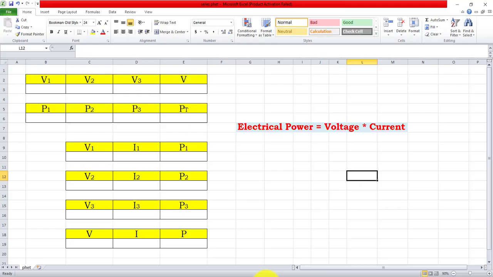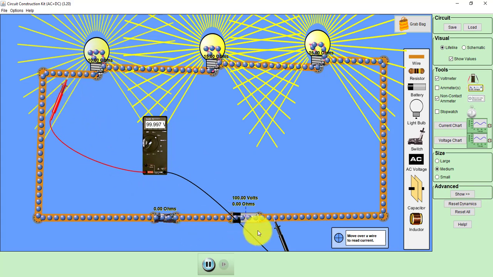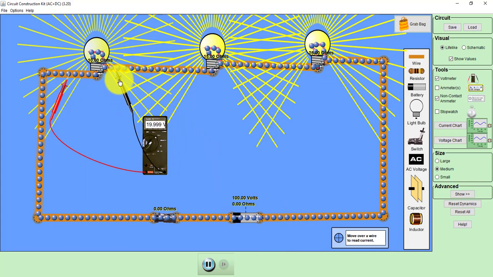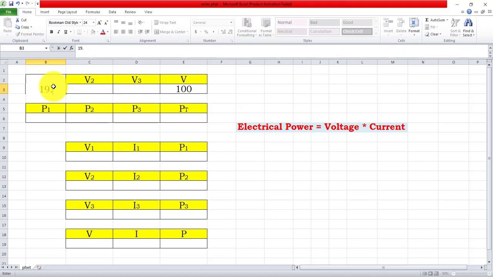So let me open one Excel page, and here capital V is 100 volt. We will cross check that this voltage V is the sum of the voltage across each bulb. Now let us measure the voltage across the first bulb. That is 19.999, close to 20. As you can observe, the current flowing through each bulb is 2 ampere and the resistance of this bulb is 10 ohm. So by Ohm's law, the voltage drop across this will be 20. So 19.999 is close to 20. Let me put this value here, 19.999.